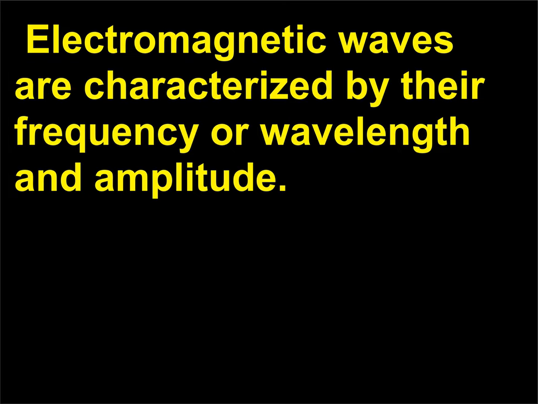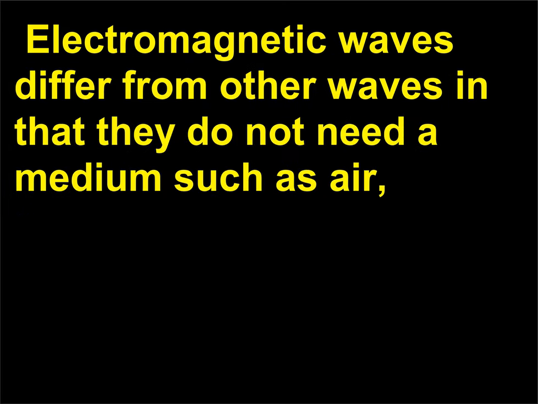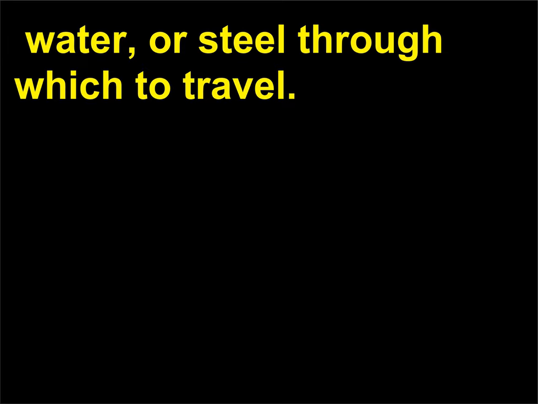Electromagnetic waves are characterized by their frequency or wavelength and amplitude. Electromagnetic waves differ from other waves in that they do not need a medium such as air, water, or steel through which to travel.